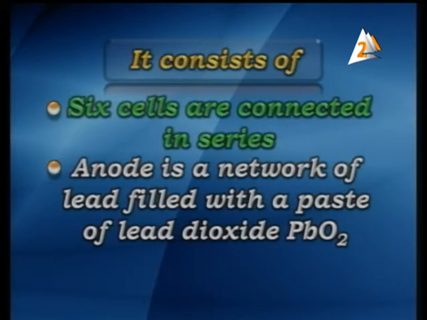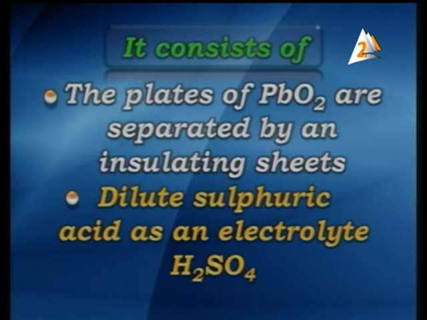So we have another part. The plates of PbO2 paste are separated by insulating sheets. Also, you have the acid, which is dilute sulfuric acid. The acid is the electrolyte, dilute H2SO4. Concentrate with us very well and don't forget any part of this lead acid battery. It's good for starting the work or the reaction. This reaction is not easy.